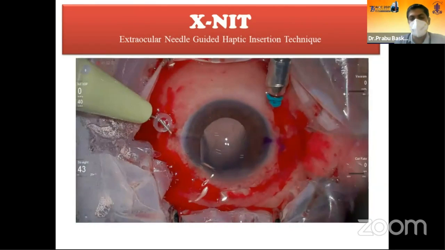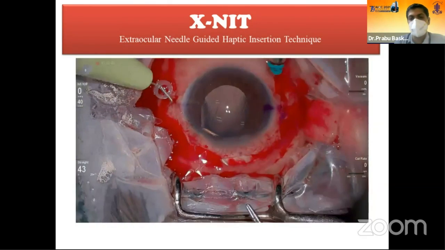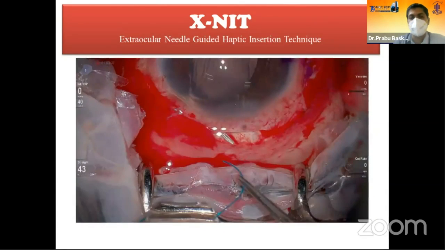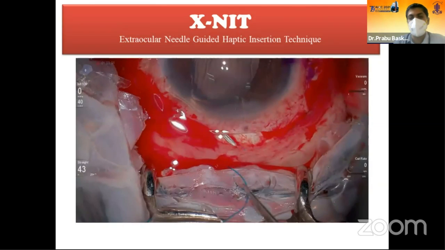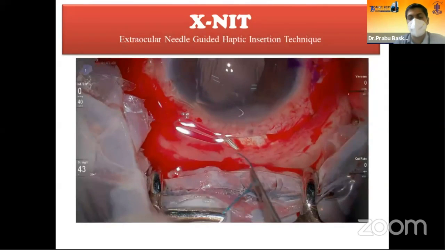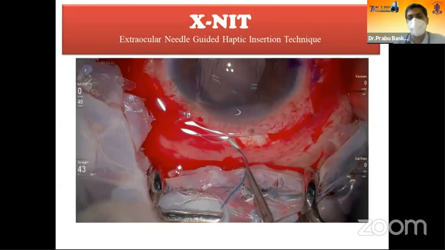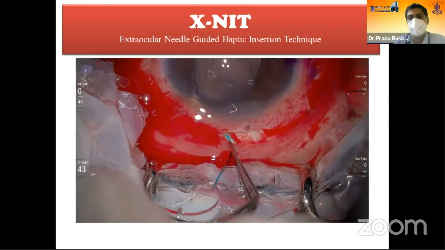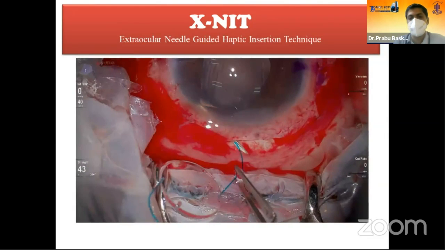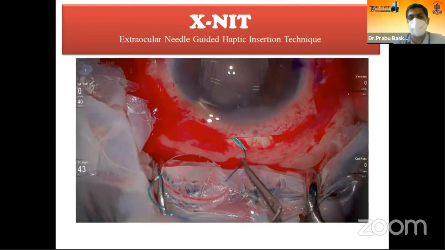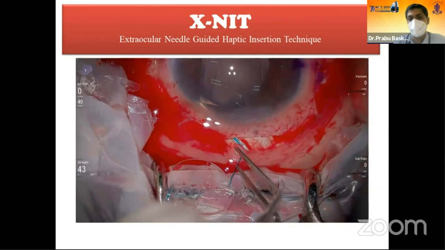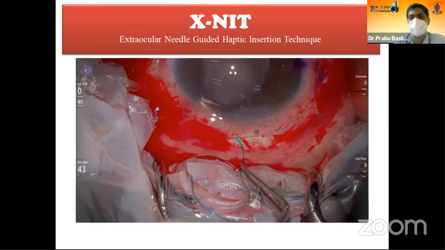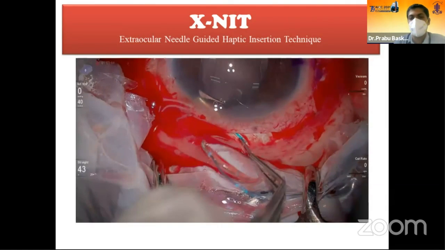Once you see the tip of the needle, all you need to do is take the 3-piece IOL. The haptic of the 3-piece IOL is docked into the lumen of the 26 gauge needle. 4 mm of docking is generally adequate, not more than that. Each and every step that I'm showing now can be easily done by any surgeon, anterior segment or posterior segment surgeon, or a novice surgeon. Anybody can do it. The learning curve is really short.